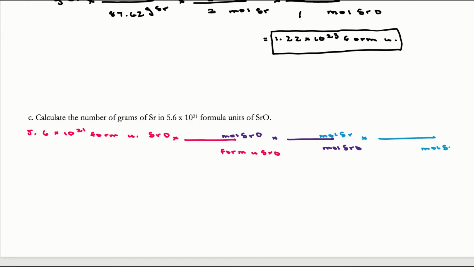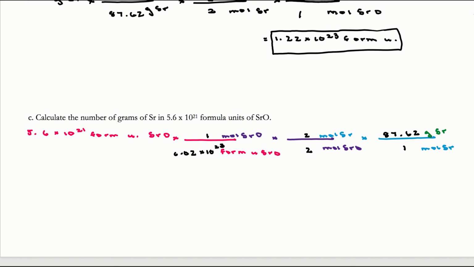Okay, so these are all just different variations of the same concept. I'm going to put Avogadro's number for formula units on bottom. 6.02 times 10 to the 23rd is 1 mole. The coefficients, again, were 2 and 2. And the molar mass for strontium was 87.62 for 1 mole. And so I'm going to take 5.6 times 10 to the 21st. I'm going to divide by, make sure your Avogadro's number, 6.02 times 10 to the 23rd, is in parentheses when you divide. And then I'm going to multiply by 2, divide by 2, and then multiply by 87.62.